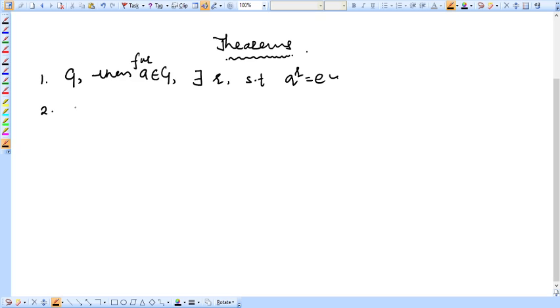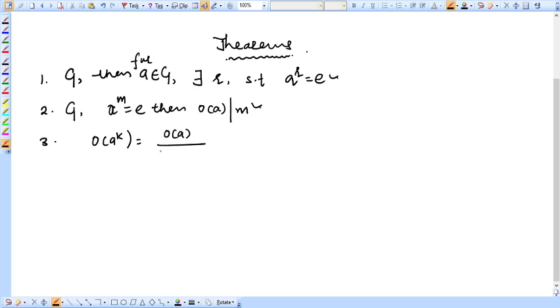Secondly, we saw if G is a finite group and A power M is equal to E, then order of A divides M. In the third theorem, we saw the order of A raised to power K is equal to order of A, which was M, divided by the GCD of order of A and K. Now continuing from this, we will be discussing some more theorems based on groups.